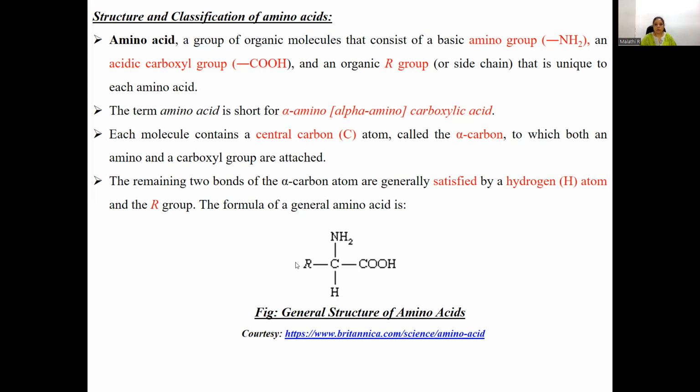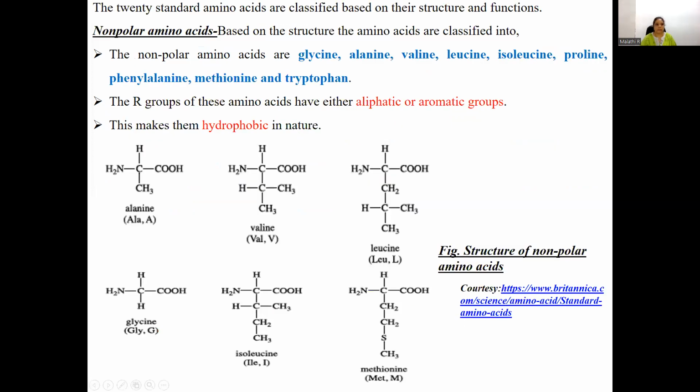Whereas this R group, which you call the side chain R group, will be different for each amino acid. To satisfy the valency of carbon, 1, 2, 3, 4, four bonds are formed: one with the amino group, one with the acid group, one with hydrogen, and the last one with the R group. The R group can be any group representing the side chain. So this side chain difference makes different amino acids.